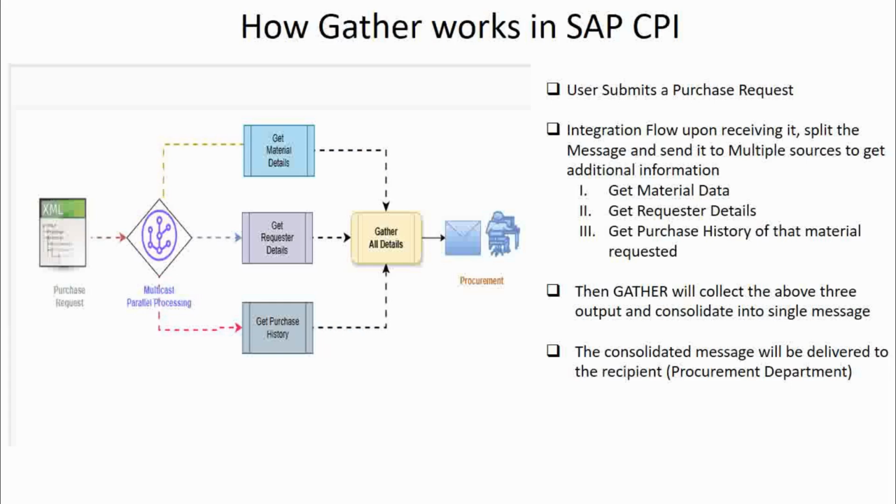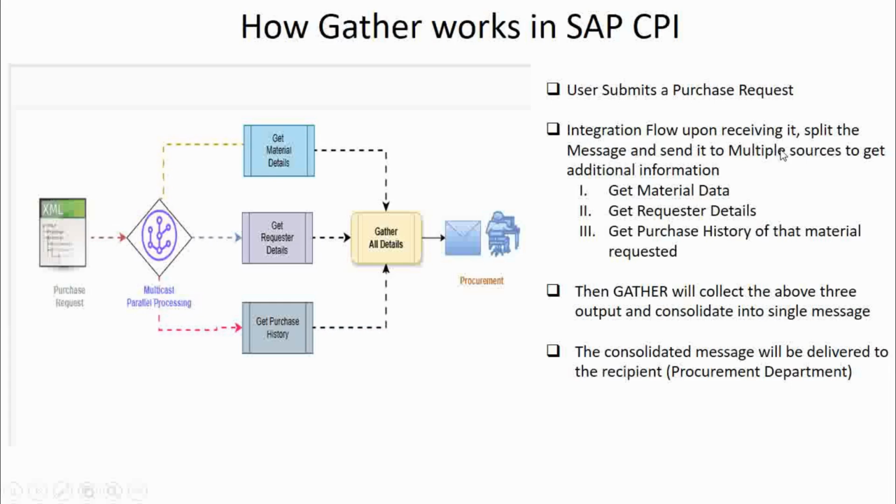Now assume that from a department a person is submitting a purchase request, right? That will come in the form of XML to an integration flow. User submits a purchase request. After that, inside the iFlow, we use the multicast to split that message and send it to multiple branches. So one branch will go to one section called get all the material details.